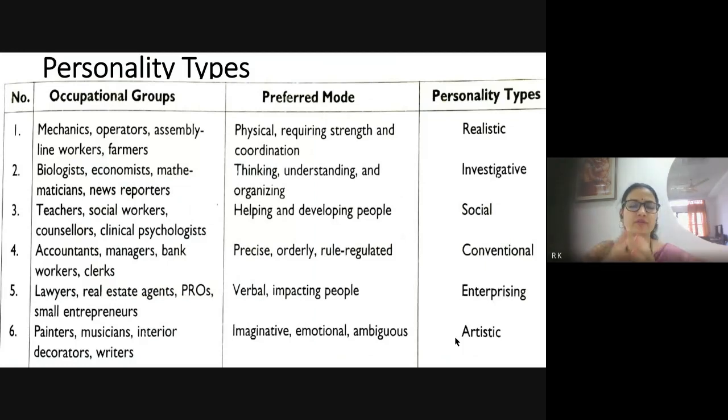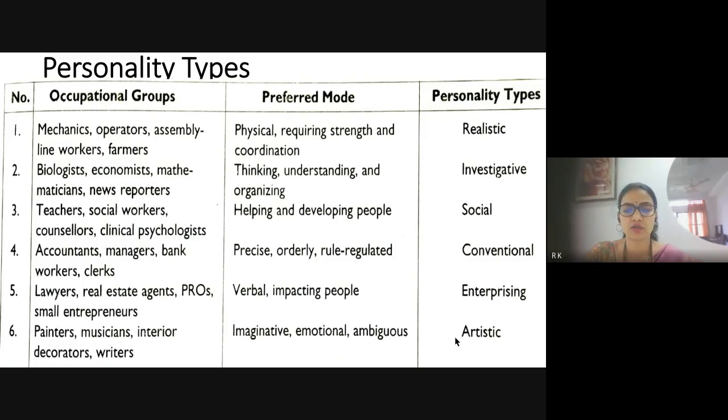Because all of this, whatever I'm talking about, depends on your personality types. These personality types have been given by Holland. Say, for example, the third one, which is with us, higher education, we are working with higher education institutions. So we teachers, social workers, counselors, and clinical psychologists are the occupational groups, and our preferred mode is helping and developing people. So our personality type is very social. But why are we still getting stress, why are we not able to manage time? We are not very clear.